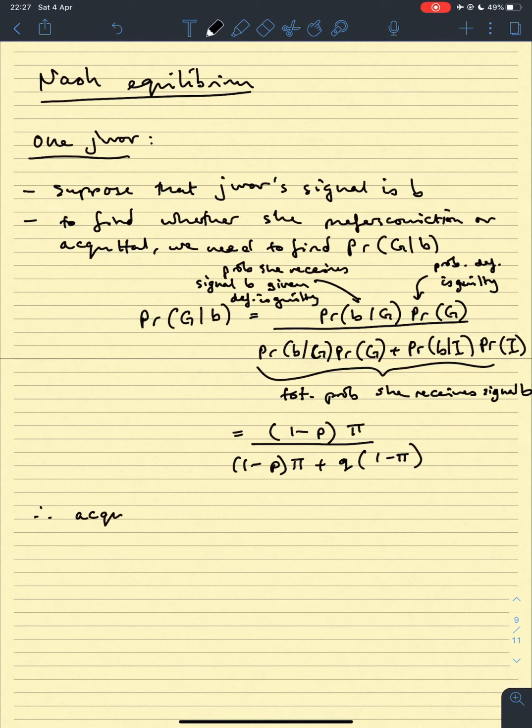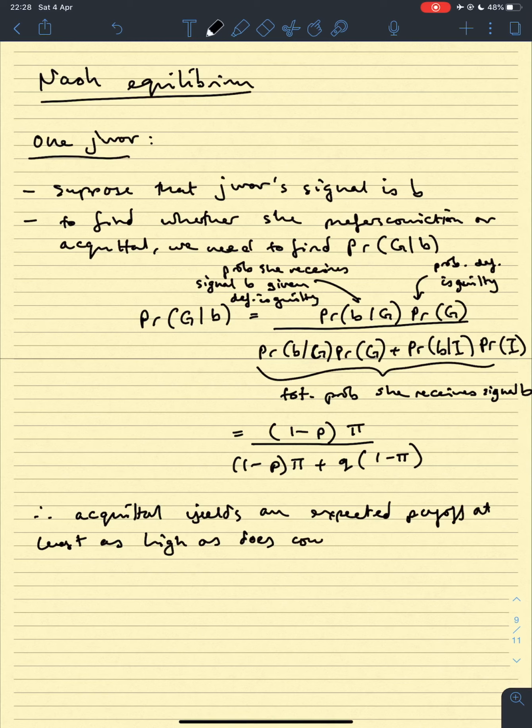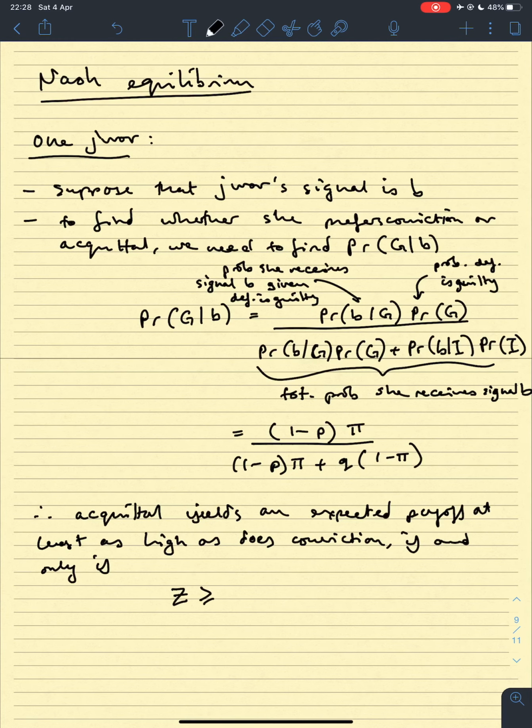Therefore, acquittal yields an expected payoff at least as high as does conviction if and only if Z is greater than or equal to (1 minus P) pi over (1 minus P) pi plus Q (1 minus pi).